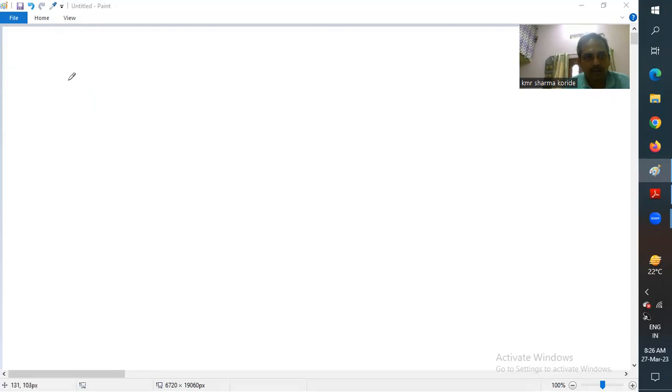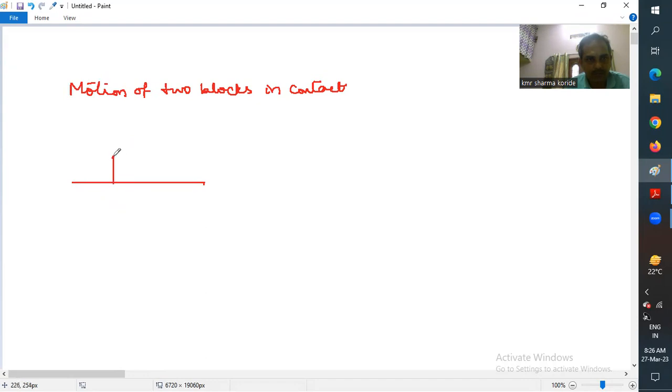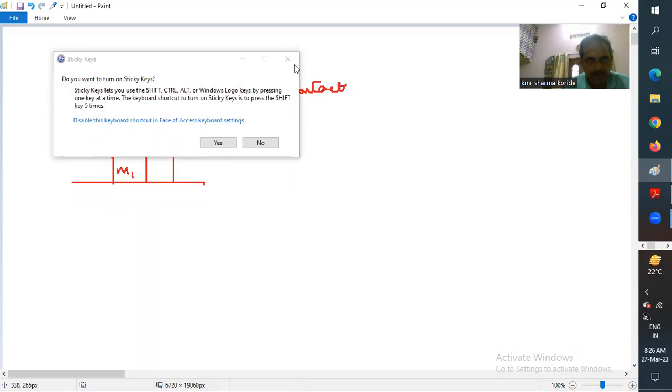Motion of two blocks in contact. Just assume that this is a surface on which there are two blocks. Let us say this is block A of mass m1, which is in contact with another block of mass m2. So this is block B of mass m2.